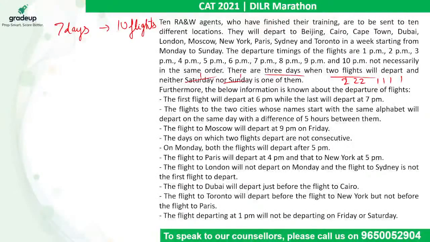If you read this statement, the days on which 2 flights depart are not consecutive. So if they are not consecutive, Saturday or Sunday को 2 flight जा नहीं सकती. So it means Monday, Wednesday and Friday there will be 2 flights. These are not consecutive days, मतलब लगातार नहीं है वो दिन. So let us make a table like this.